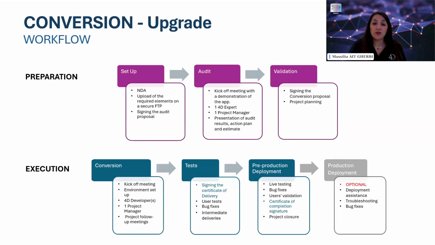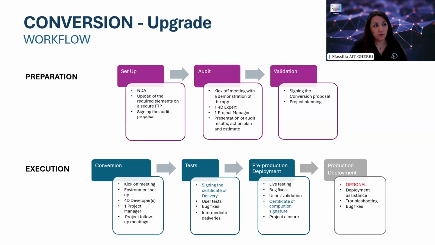Now, the question is, how does a conversion project work with us? After a first meeting with you to identify the needs, we can recommend a regular conversion or an advanced one, depending on the use and care of your 4D application. There are two phases. First one, the setup, preparation. We start with a confidentiality agreement, securely collect your application file, and validate the audit scope. The audit starts, and our expert and project manager review your app, and then we share results, a detailed plan and an estimate. Once our offer is approved, the project is scheduled and ready to begin.